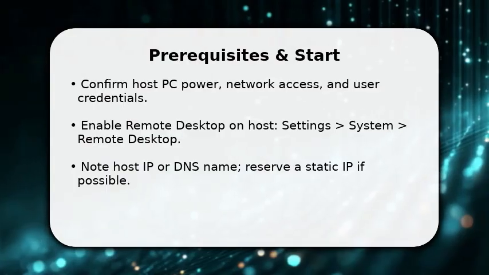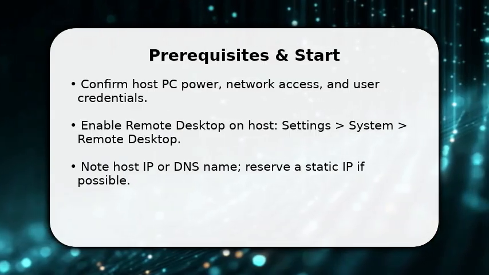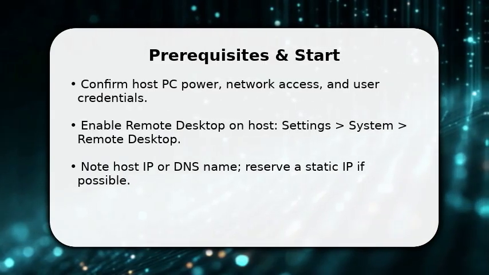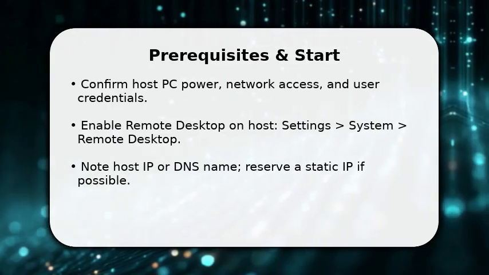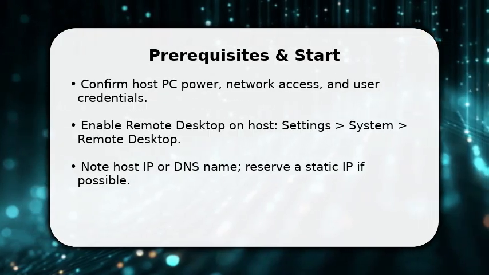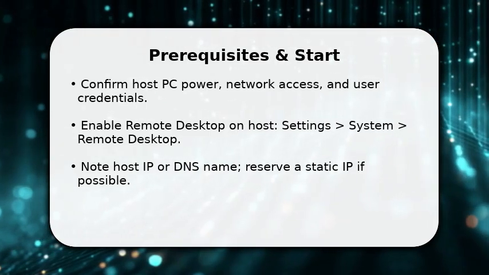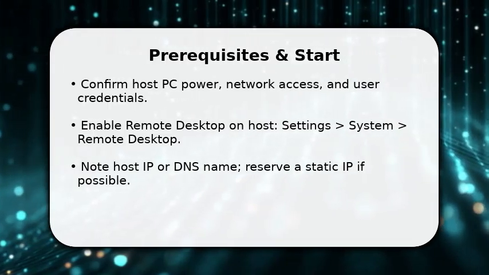You begin by preparing the host and client so the connection can occur. Enable remote desktop on the host machine and log in once as an admin to accept prompts. Make sure you record the host IP or DNS name and verify the account you will use has remote access rights. Once done, check firewall rules and allow the remote desktop service.